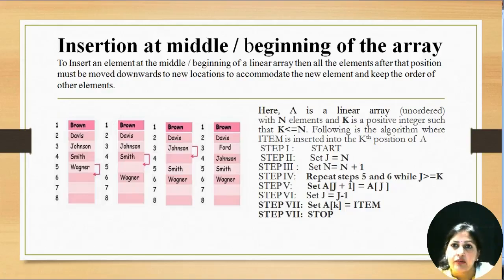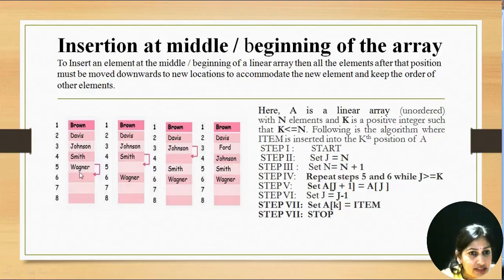Insertion at middle or beginning of the array. As we have seen, for the insertion at the end of the array, we have to do nothing, we just have to add that element at a location at the end of the array. But if we want to add elements in between or in the beginning, then we have to move the elements to make the location vacant.